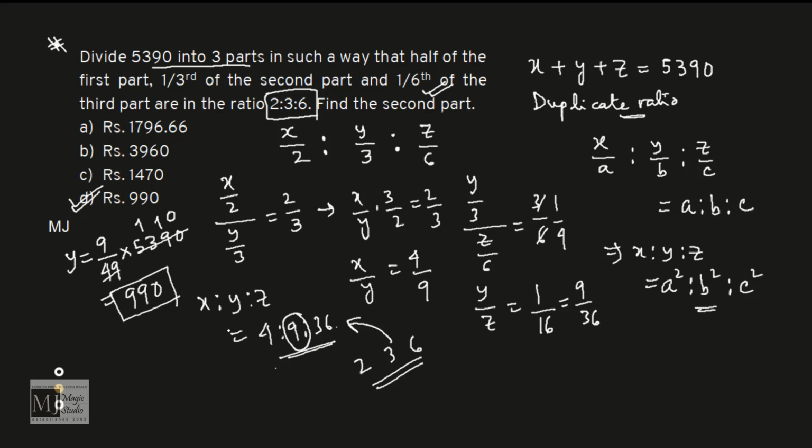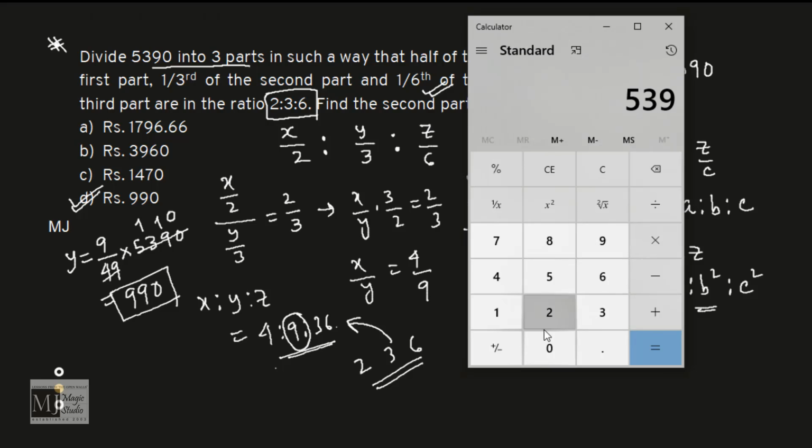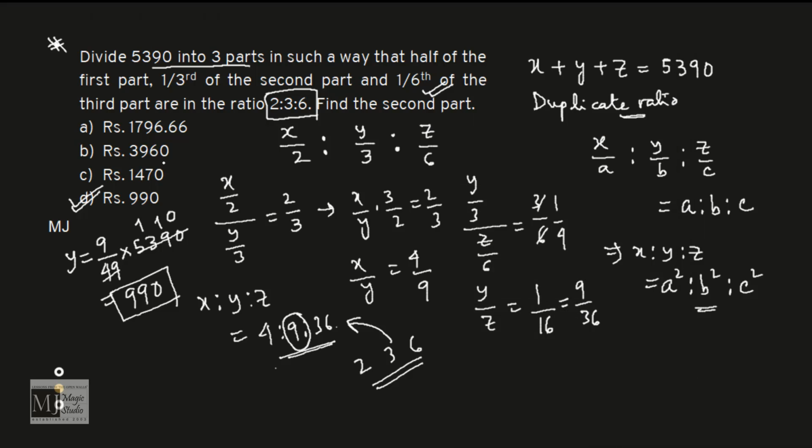And you people have judged these questions like anything. You know what? If you use 2 is to 3 is to 6, then the second part would be 3 by 11. Okay, and let's see what would be the answer. 5390 divided by 11 is 490, into 3 is how much? 1470. And you know what? 1470 also features in one of the options. And I've seen people ticking option C. Option D is the correct answer.